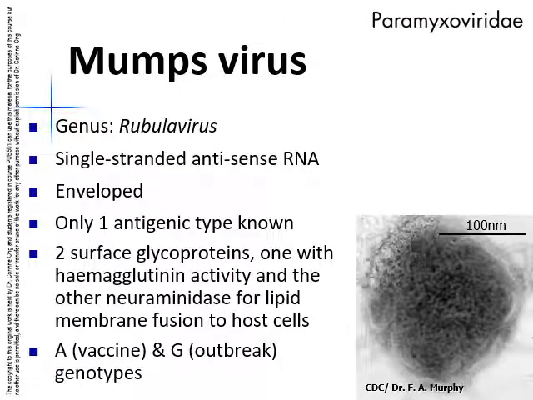The mumps virus belongs to the Paramyxoviridae family in the Rubulavirus genus. It is an enveloped single-stranded antisense RNA virus with a number of important functional glycoproteins, such as hemagglutinin for attachment and neuraminidase for lipid membrane fusion to host cells. Although there is only one serotype, there are 2 major genotypes. The vaccine strain is genotype A, whereas most outbreak strains have the G genotype.